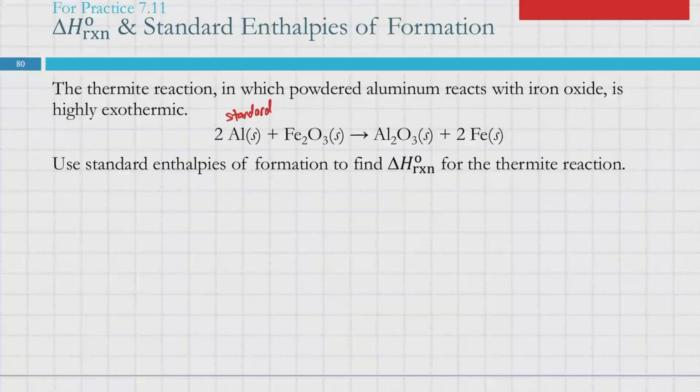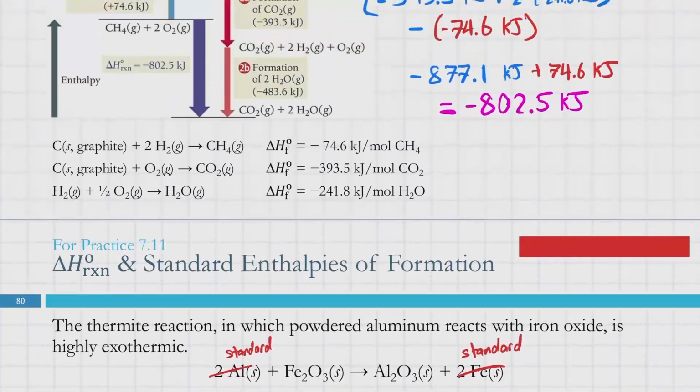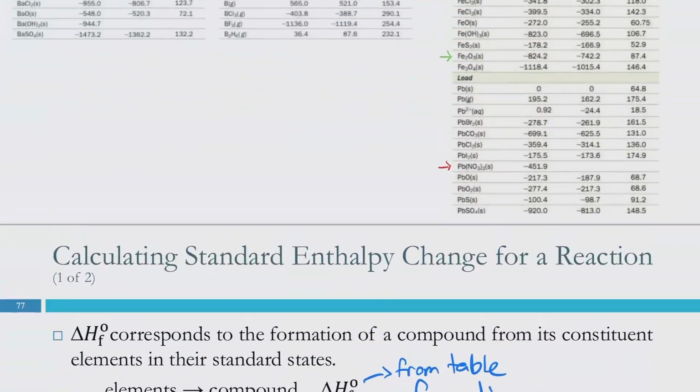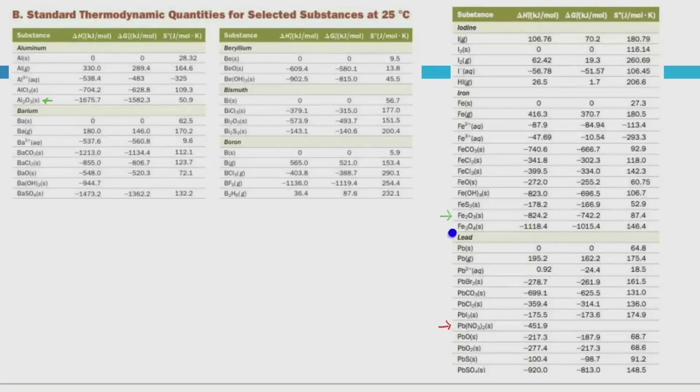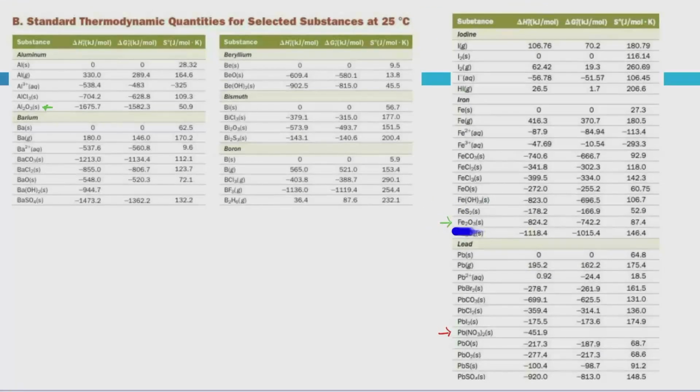The aluminum by itself and the iron by itself. Since those are in their standard states, their standard heat of formation is going to be 0, so we can just ignore them. So we're really just looking for our iron 3 oxide, our rust, and our aluminum oxide. Let's go back and find those. I've got them with the green arrows. So there's our iron oxide, negative 824.2, and our aluminum oxide, negative 1,675.7.